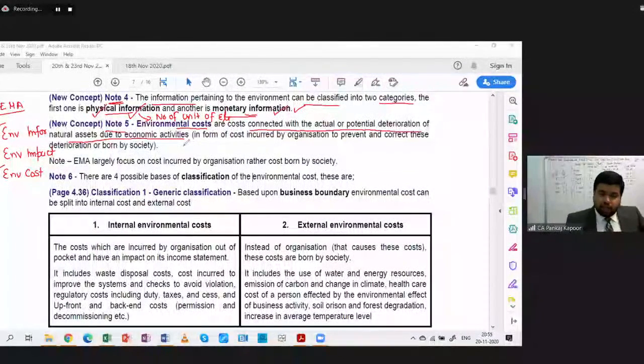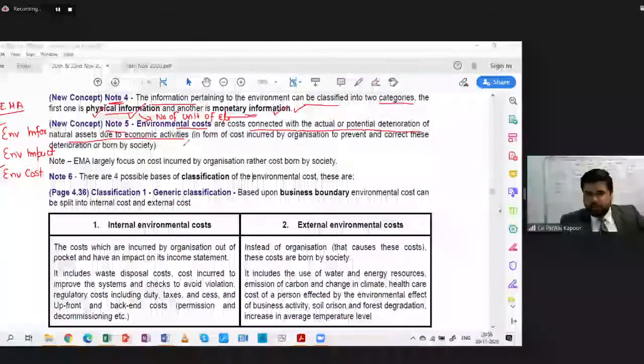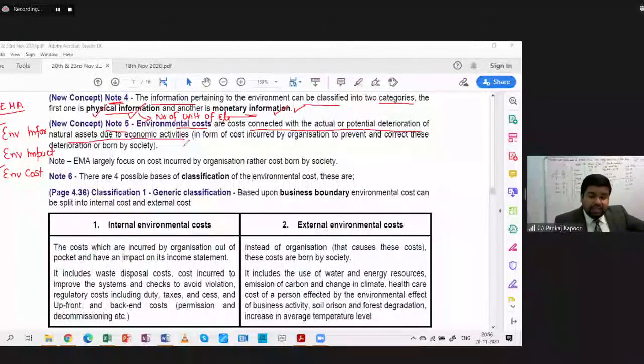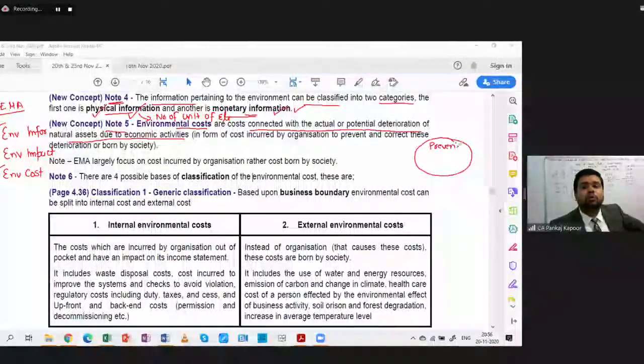Please understand this thing. I'll take a minute on this. This is very important. You must understand this. Friend, a company installs the chimney, or a company installs a treatment plant prior to releasing the waste out of the factory premises. Up till now, no pollution has taken place, but still the company is incurring the cost. It means the cost incurred by the company is within the boundary of the business, number 1. Number 2, the cost incurred by the company is preventive in nature. They want to prevent the pollution from happening.